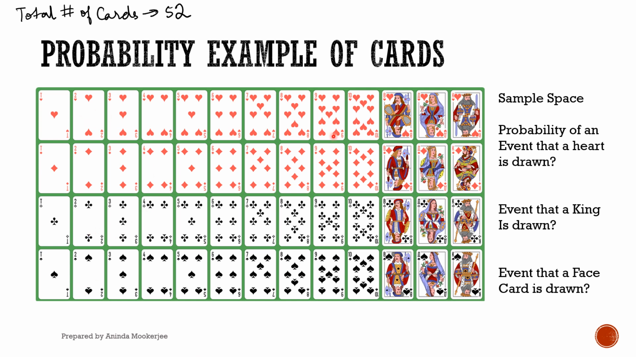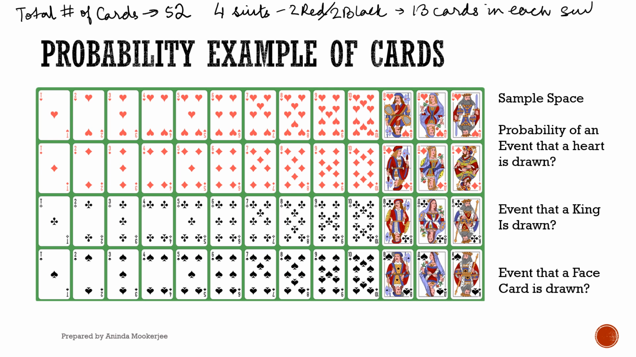And each suit has 13 cards. So 4 suits, let me write some information here. 4 suits, 2 red and 2 black, and 13 cards in each suit.